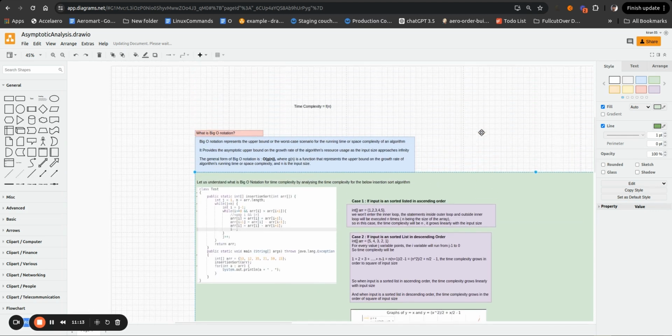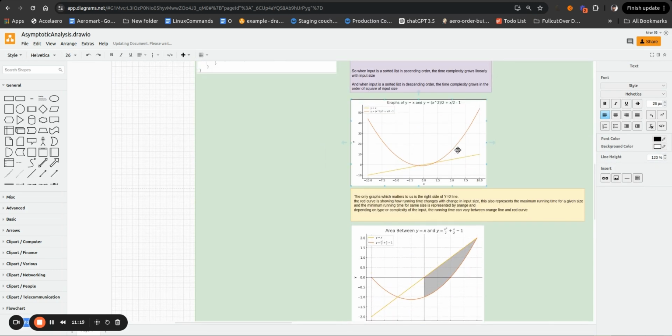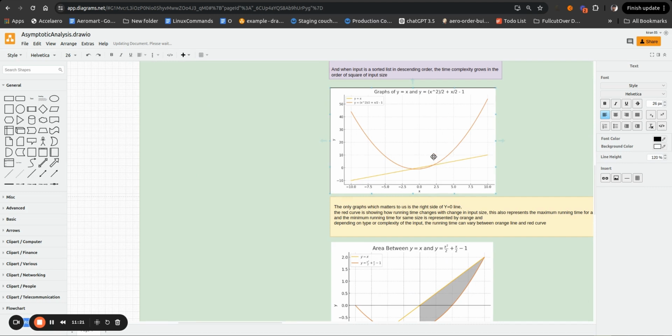For big O notation, as I said, big O notation represents the upper bound time complexity. In our case, the upper bound is this quadratic equation x square by 2. So we will be using this expression to express our time complexity in big O notation.